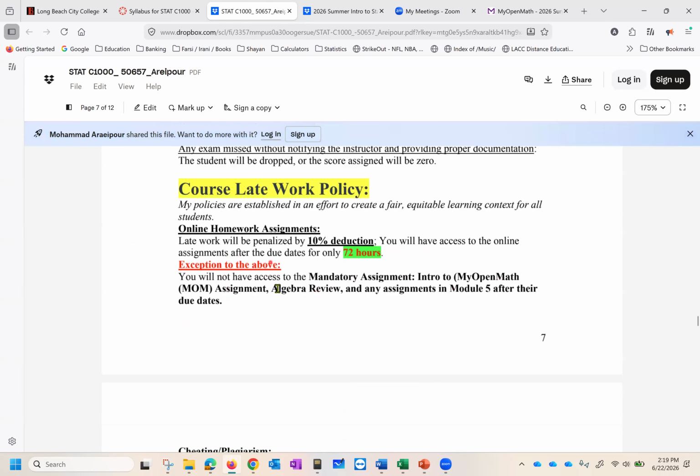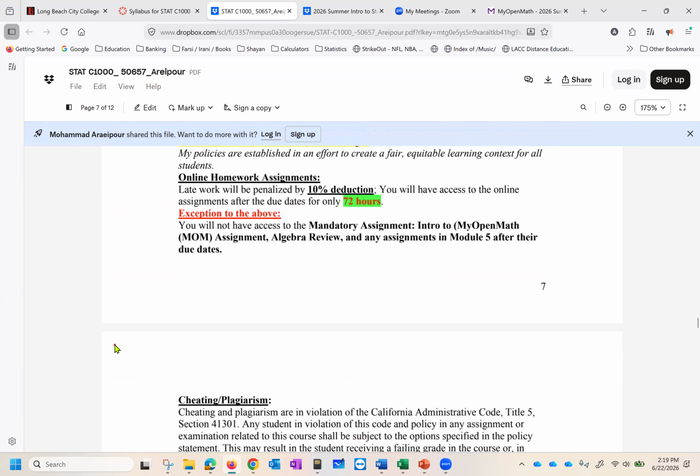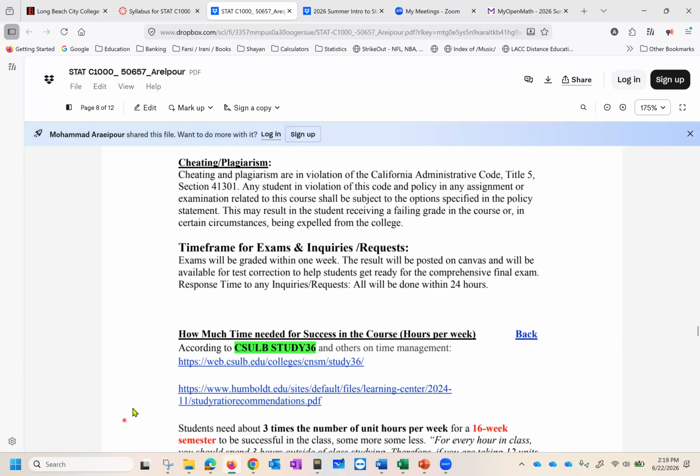Course late work, I suggest you don't use. There is a late pass, you may use it. It gives you 72 hours. On a normal basis, students who use the late pass, especially for a fast-paced course such as summer courses, have a hard time making it in this course. Okay. And of course, the exception to that would be the first couple of assignments and module 5. Then there are other things here.